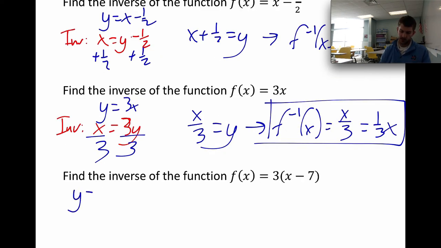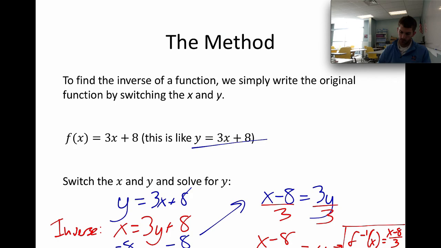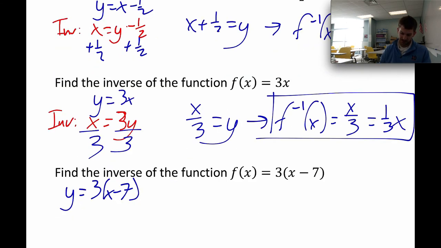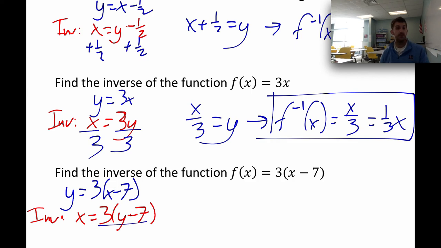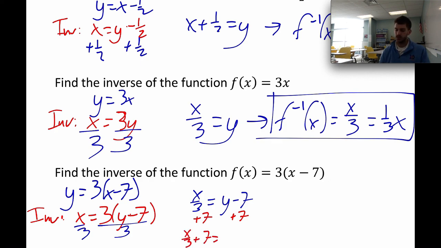So again, start off by writing it as y equals 3 times x minus 7. The inverse is going to be x equals 3 times y minus 7. Now to start this one off, we're going to do PEMDAS in the reverse order. So we have to do that multiplication, get rid of that first before we do the grouping. So I'm going to divide both sides by 3. That means we end up with x over 3 on the left side equals y minus 7. Again, to solve for y, we're going to add 7 to both sides, and we end up with x over 3 plus 7 equals y.